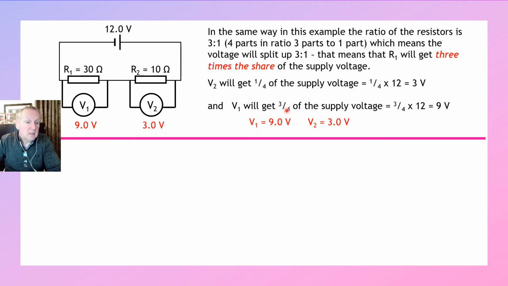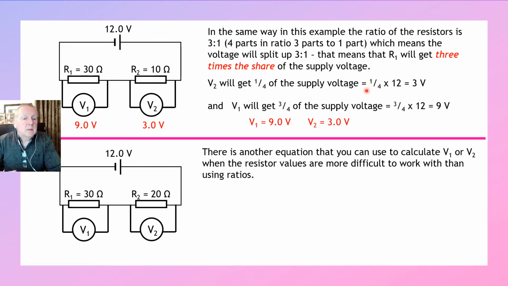Okay, so that's kind of how you do it if you're just doing it by proportion or by ratios. But there is another, more powerful equation that you can use to calculate V1 or V2, even if the values are still quite easy. R1 is 30, R2 is 20. So you could probably work that out in your head, but I'm just going to do it using this equation that you need to be able to use. It's called the voltage divider equation, and that's it there.